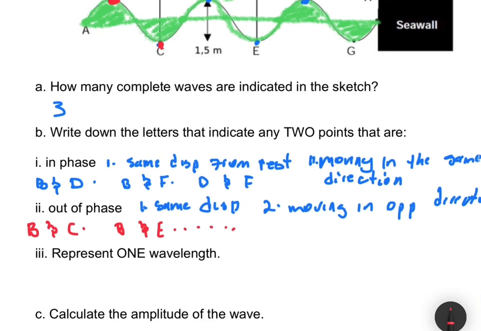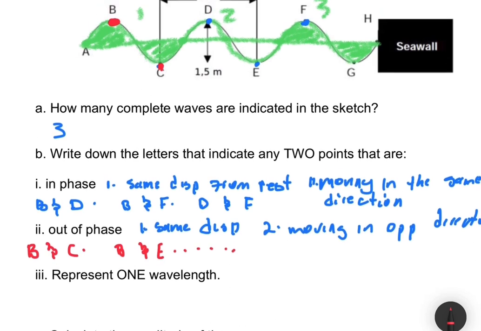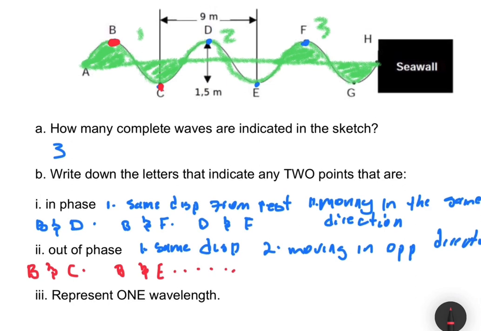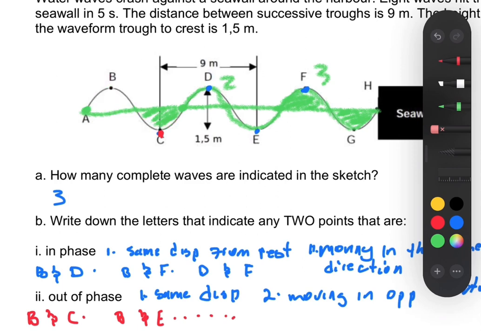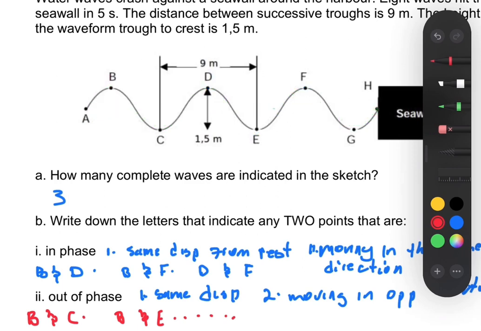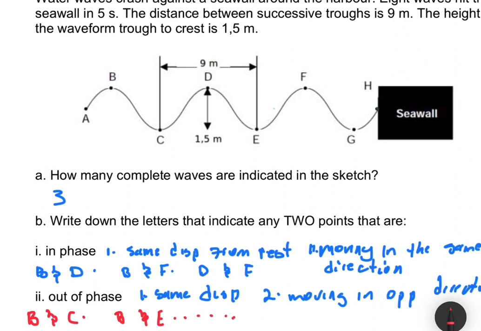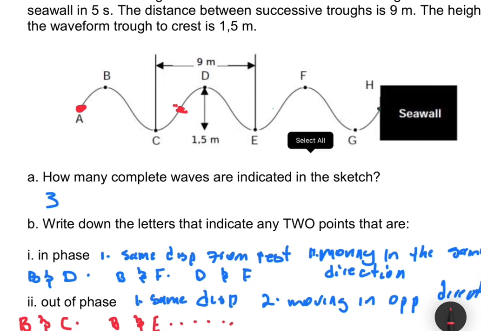Now let's go to the third question, which is saying that let's write down the letters that indicate one wavelength. The letters that indicate one wavelength. So let me just clear up things on this sketch so that we can have a bit of clarity. So 2 points that indicate one wavelength, right? So we say that from A to this point, it's one wavelength, right? But then there's no letter there, so we cannot use that point. Let's use B instead. So from B to D is going to be one wavelength.